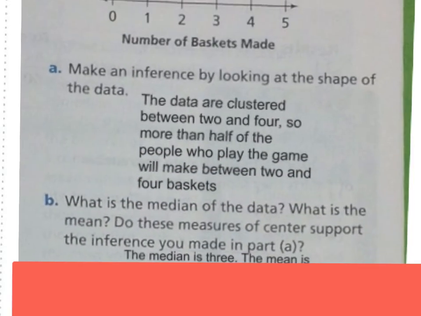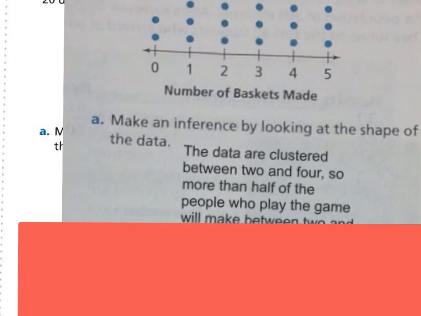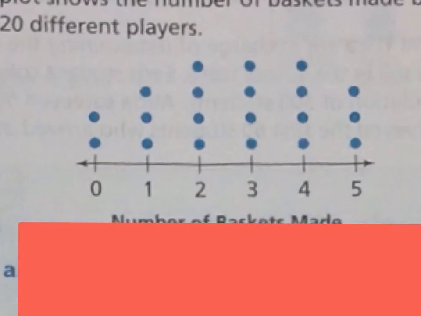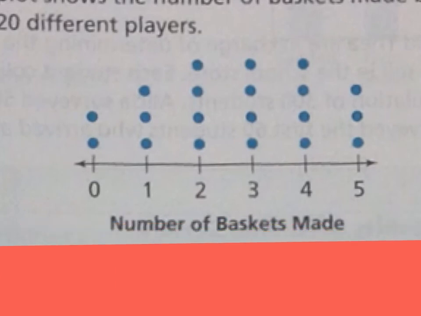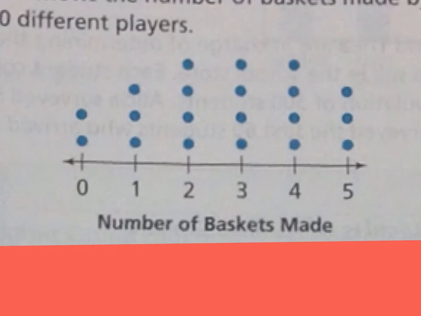So part B, they're wanting us to find the median and the mean and figure out if they support our inference. So if you look at the numbers, they told us in the problem there were 20 numbers, which means we're going to have 2 middle numbers. If you think about 20, if you split it in half, you get 10. 10 and 10, but that doesn't leave anything in the middle. So what we want is 9 on each side. And then that would give us 2 middle numbers.